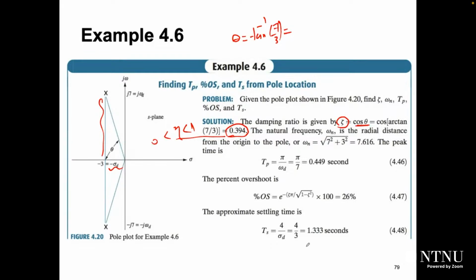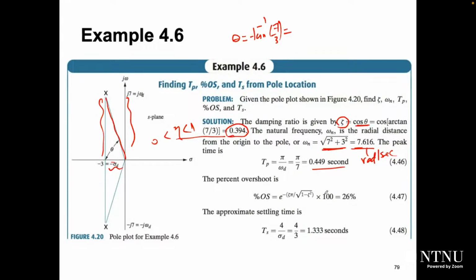We need to find the natural frequency. So natural frequency will be this distance, right? It will be the square root of this one plus this one, so the square root of 9 plus 49, that is 7 squared plus 3 squared. So it will be this number in radians per second. Now we have zeta and omega n. We need to get the peak time. The peak time will be pi divided by omega d, which is pi divided by 7. It will be this number.